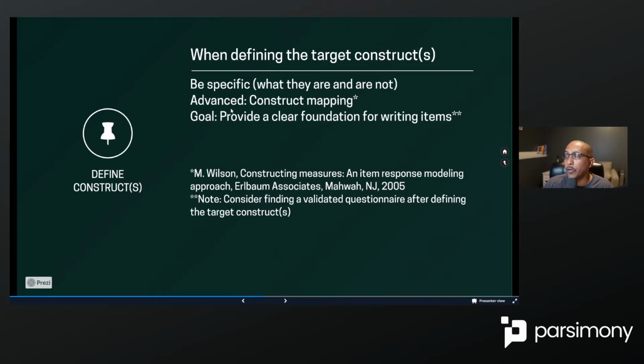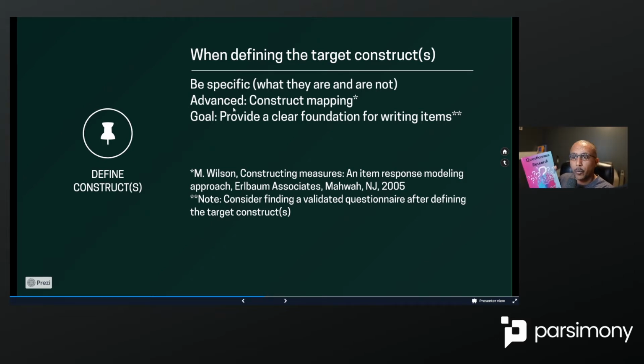In this phase, we want to be very specific about the constructs you're trying to measure. So if you're measuring diversity, equity, and inclusion, then what do you mean by diversity? Define it. What does an organization that's high on diversity look like? What does an organization that's low on diversity look like? What kinds of actions do they engage in? What kinds of actions do they not engage in? That sort of thing.